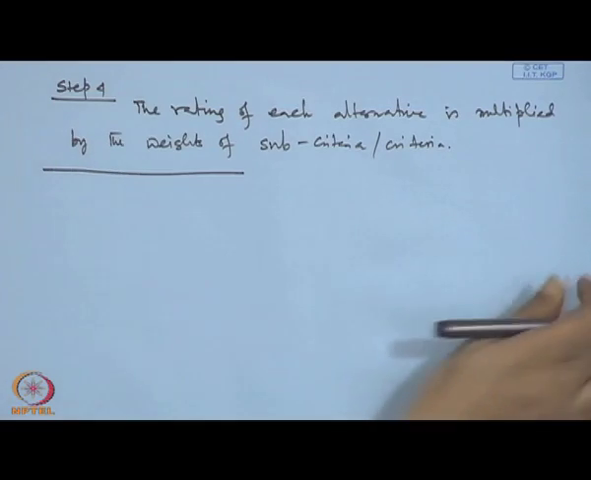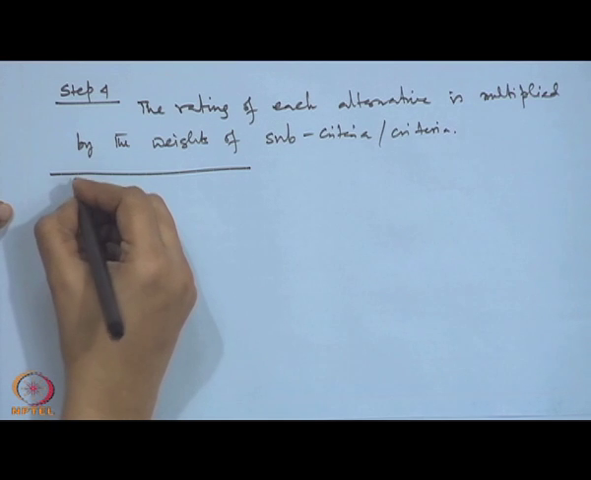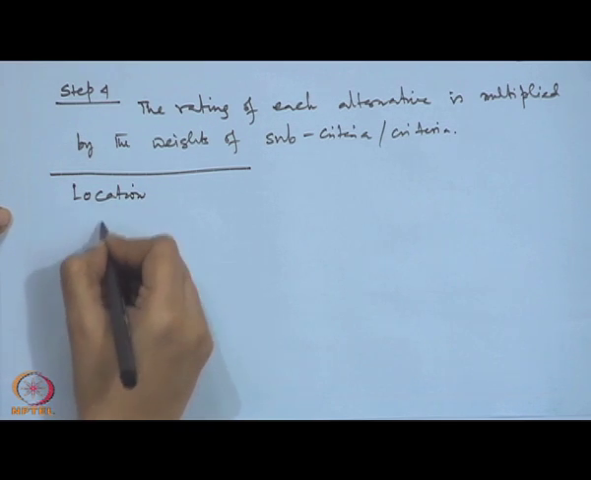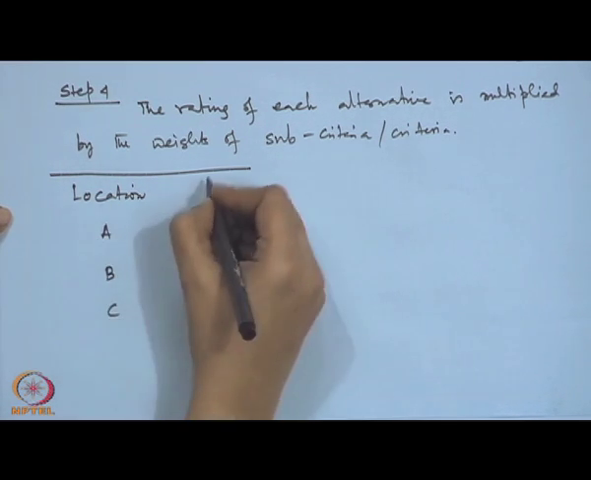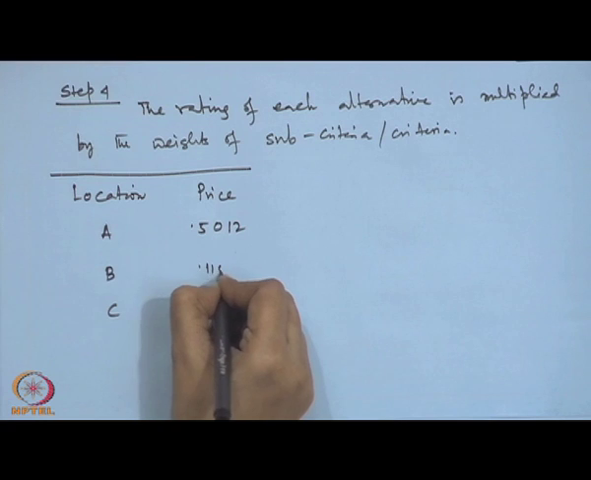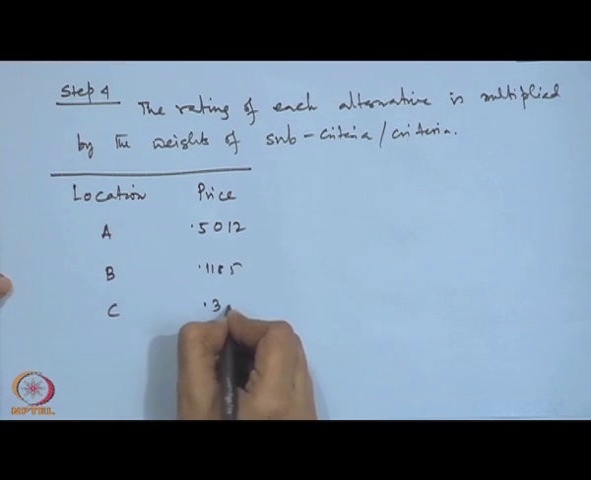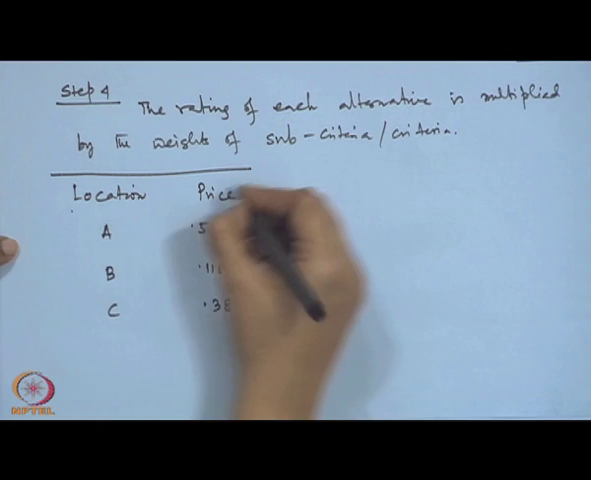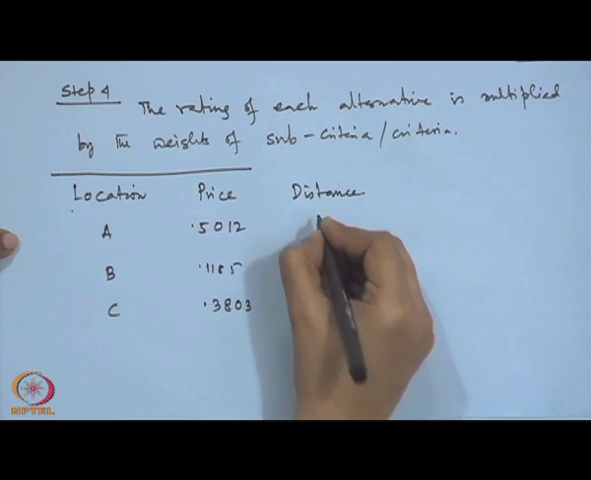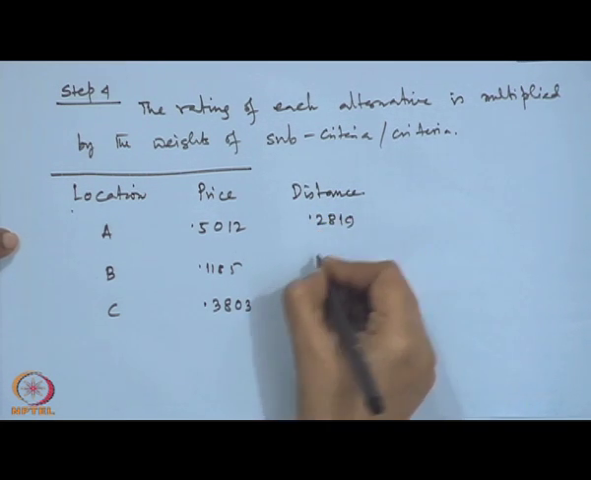Now, for the given problem, let me just calculate the information. For the price, we have just now calculated the priority vector, that is 0.5012, 0.1185 and 0.3803. Similarly, we can do it for distance. In the similar process, we can construct the priority vector after normalization.